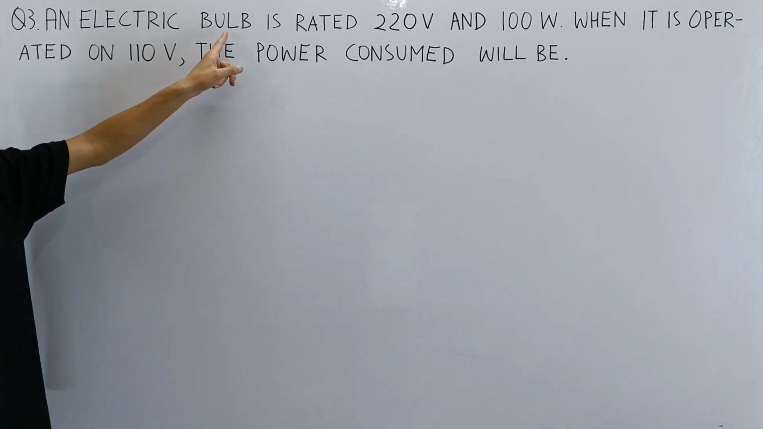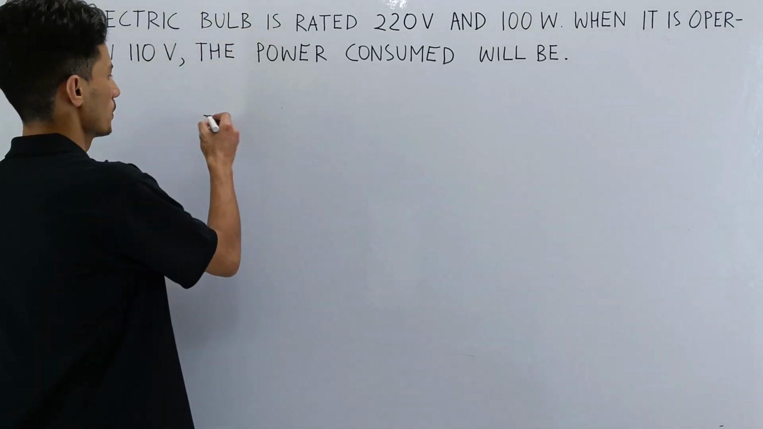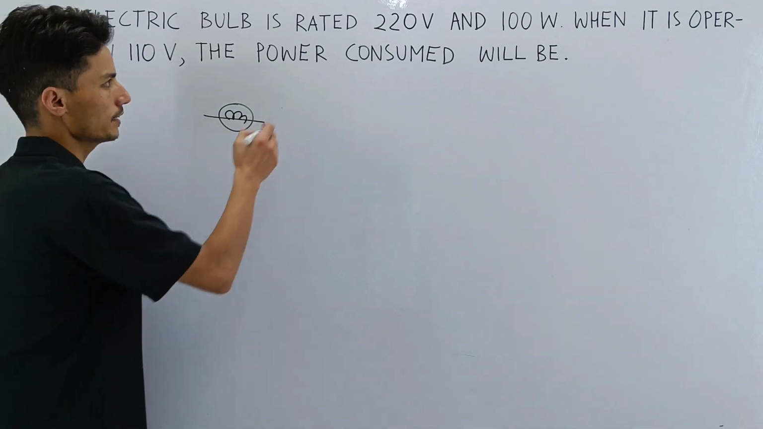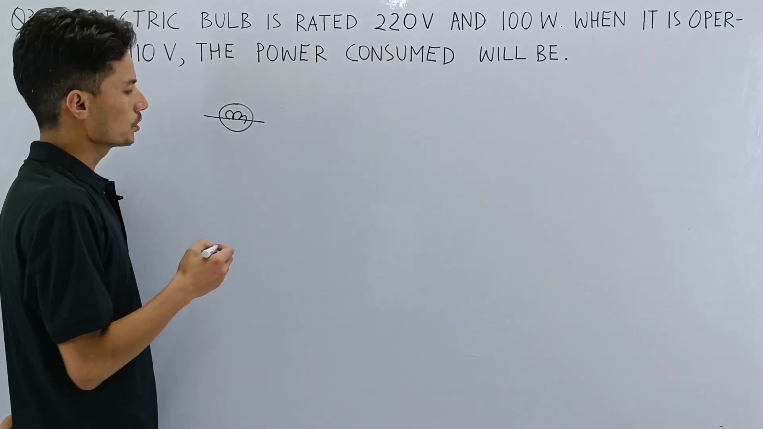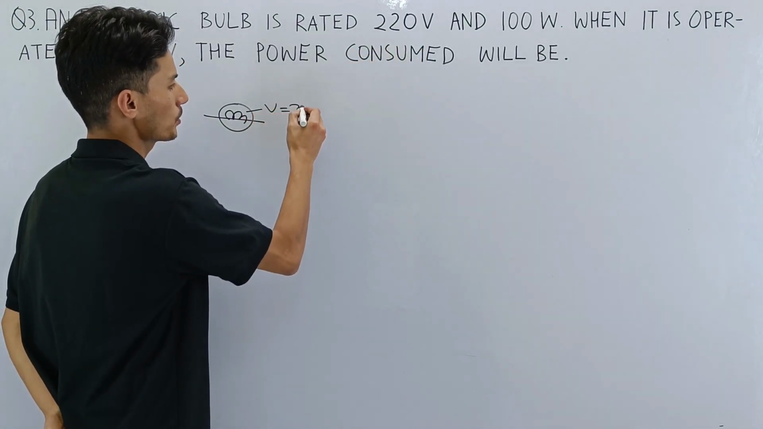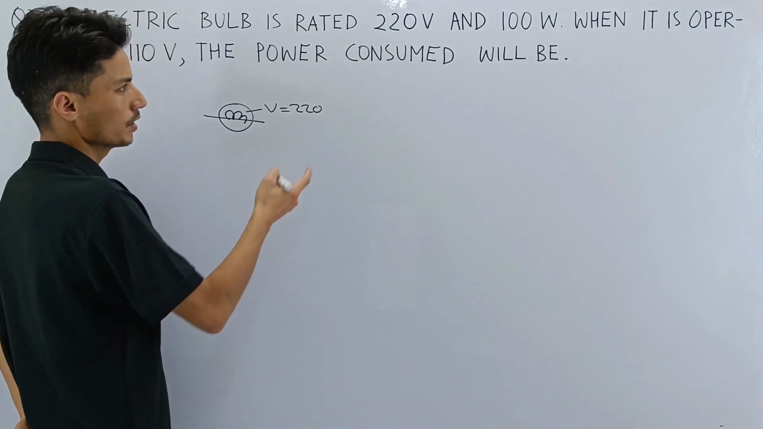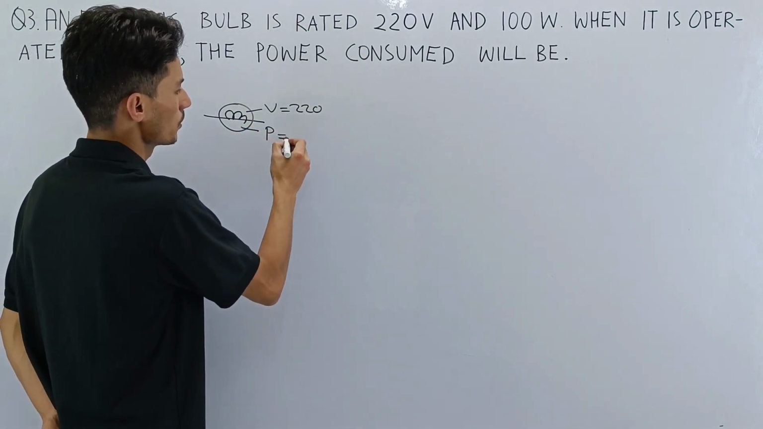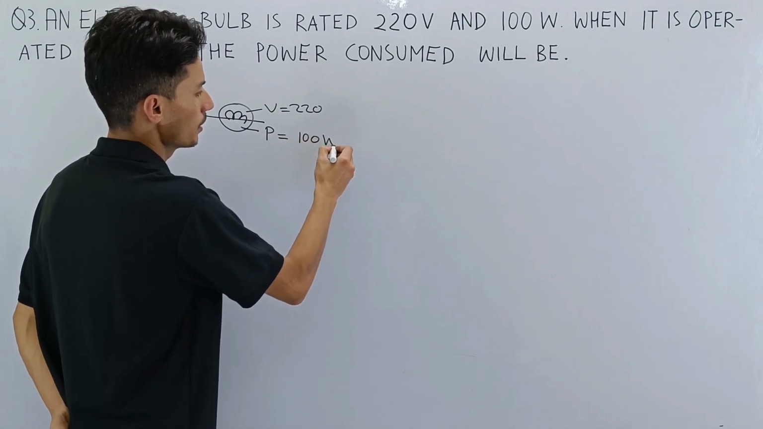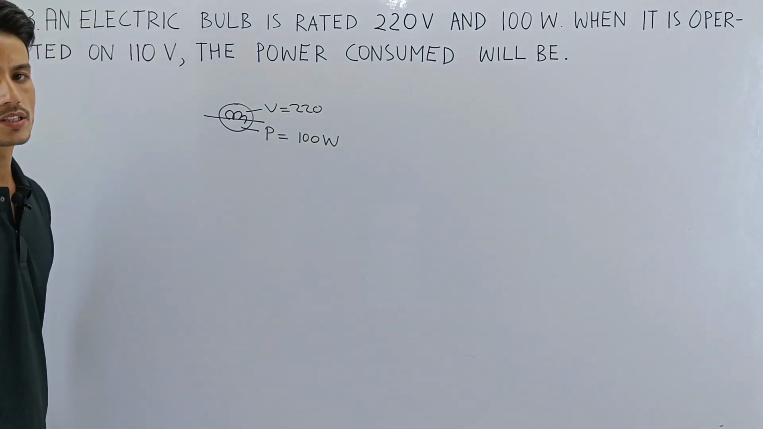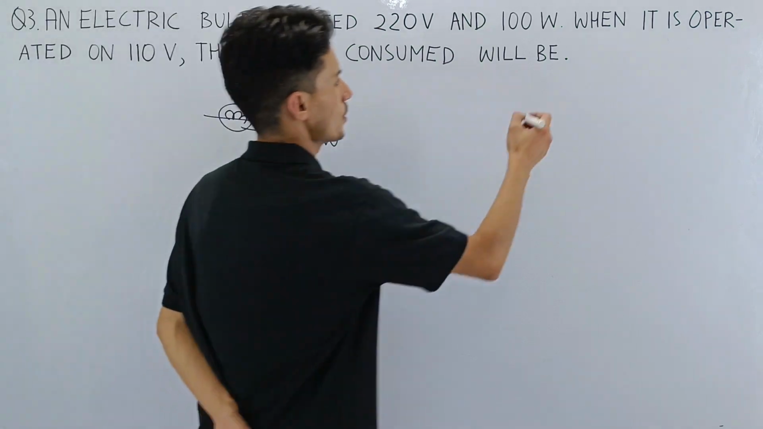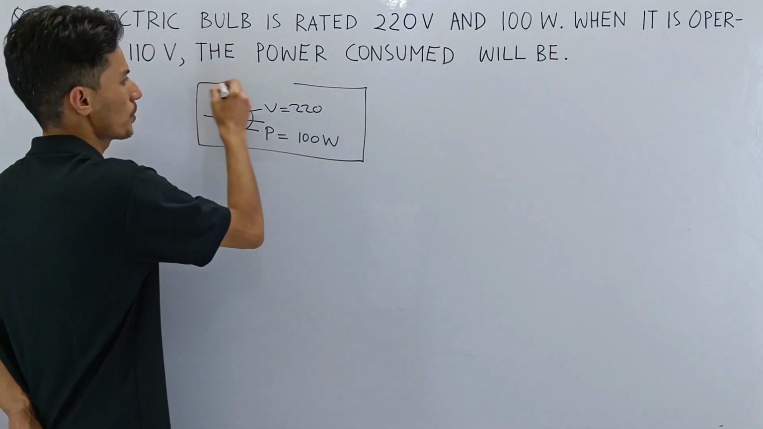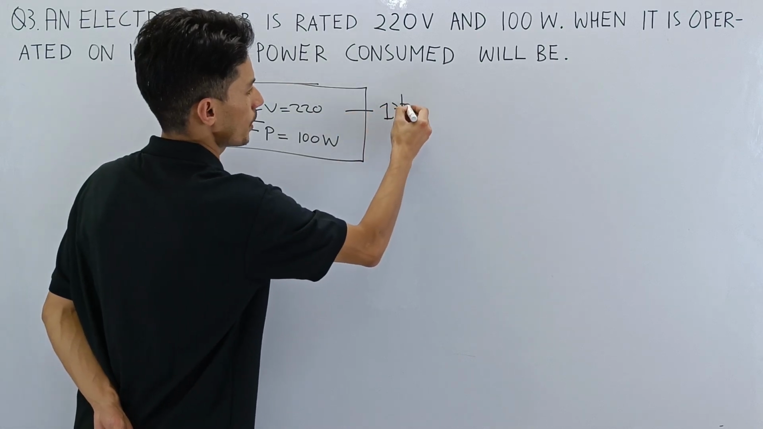What information does it convey to us? We have an electric bulb, and this electric bulb is rated 220 volt. 220 volt is the potential difference. So remember, potential difference is given to you, and watt is given to you. That means power is given to you, which is 100 watt. So this is the first information. After that, you have a full stop. So this is the information from the first part.